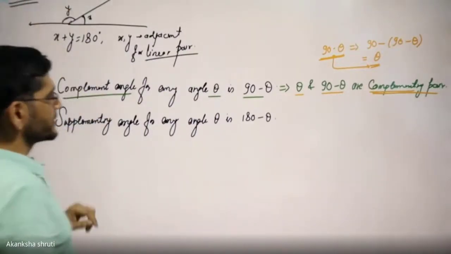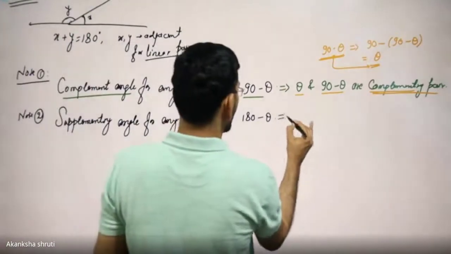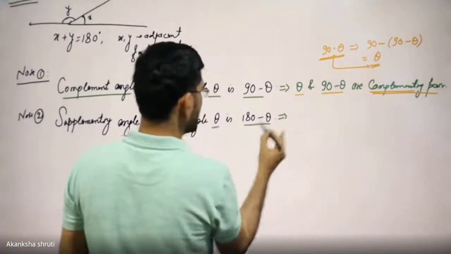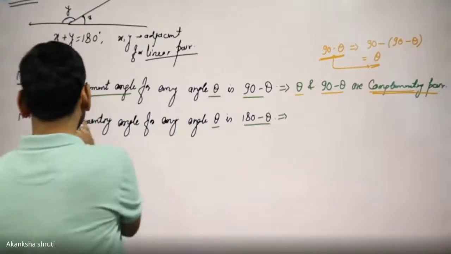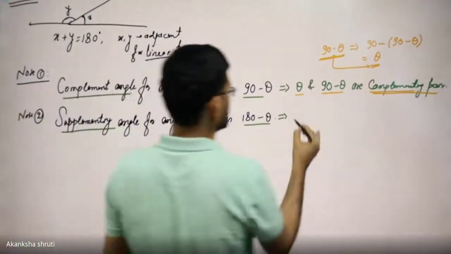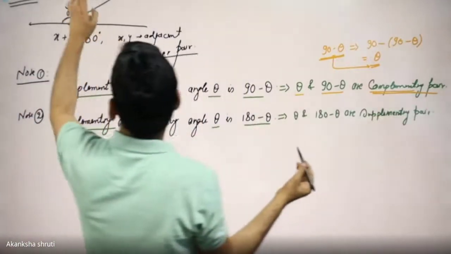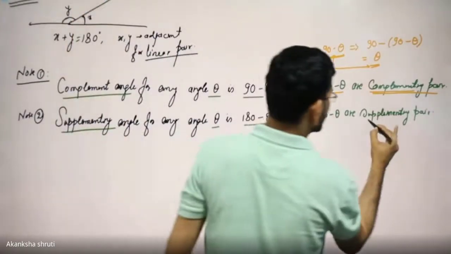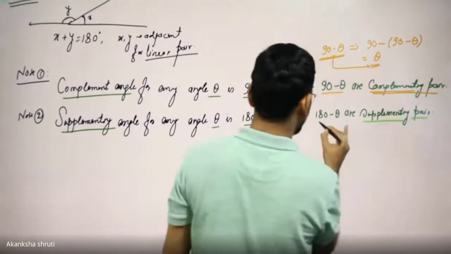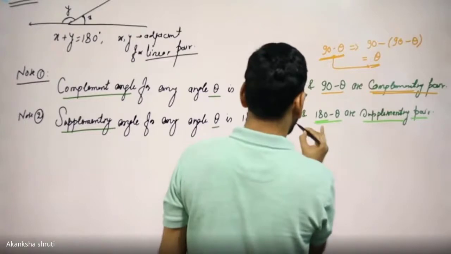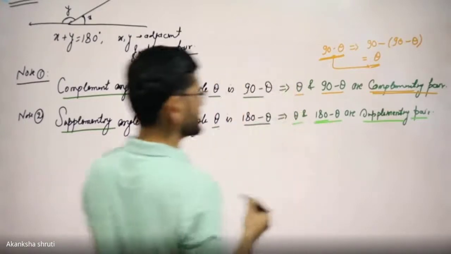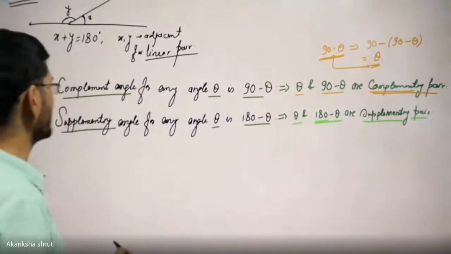Students, similarly for this theta and 180 minus theta, they are a supplementary pair for each other. Again, keep in mind that the supplementary pair should be 180 minus theta and theta, or theta and 180 minus theta.